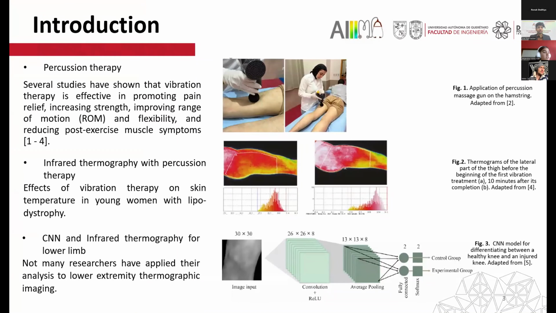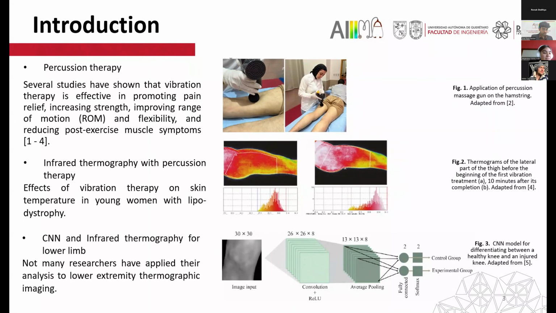First of all, percussion therapy has physiological effects such as promoting pain relief, increasing strength, improving range of motion, and increasing flexibility. Also, it reduces muscle soreness associated with exercise. This is possible by inducing cutaneous reflexes that lead to vasodilatory responses that improve blood flow.